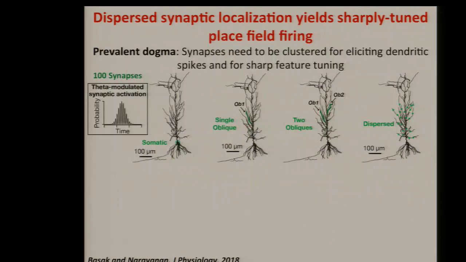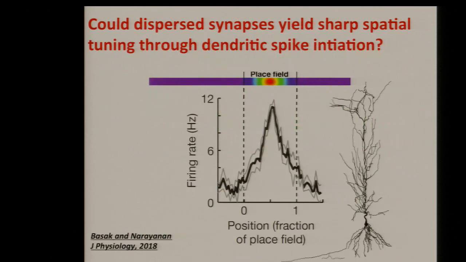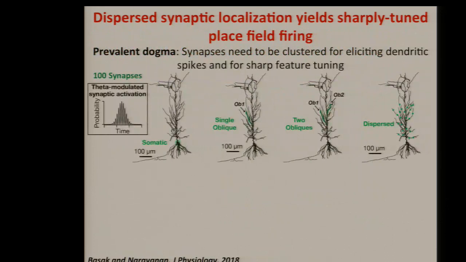So the prevalent dogma in the field at that time, even now, is that you need to have synapses clustered like this, where they come and impinge on a single dendritic branch over here, for you to be able to get a dendritic spike and sharp tuning of this particular place field firing over here, right? So what Reshma asked was whether you could get sharp tuning as well as dendritic spiking with dispersed synaptic inputs, where she randomly distributed these inputs throughout the entire dendritic arbor. There was no specific localization or anything like that, and she also ensured that there were not many inputs which are close by to each other.